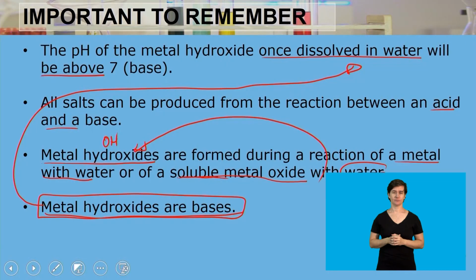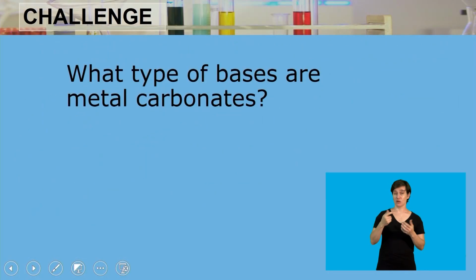So the questions that I've answered for you are enough. Now I want you to answer this question for me. The question is, what type of bases are metal carbonates? We said that metal hydroxides are bases. Now, what type of bases are metal carbonates? Are they strong bases or are they weak bases?